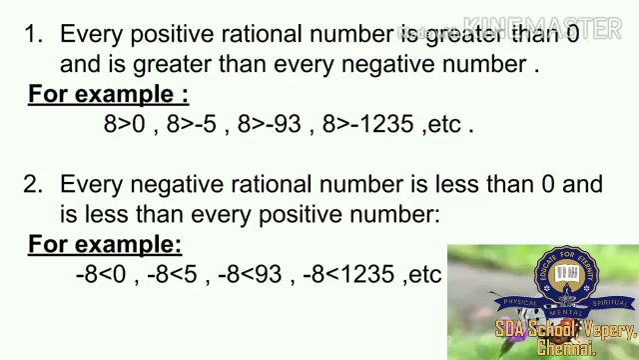And the second one, every negative rational number is less than 0. On the left side, the numbers decrease, right? It is less than every positive number. For example, minus 8 is less than 0. Minus 8 is less than 5. Minus 8 is less than 92. Minus 8 is less than 1235, etc.